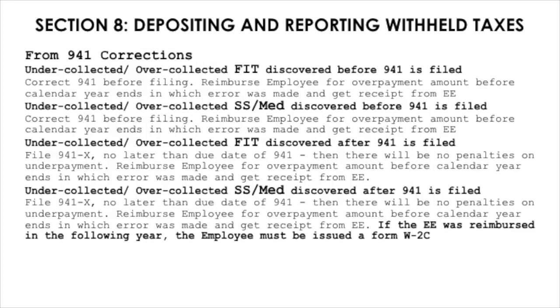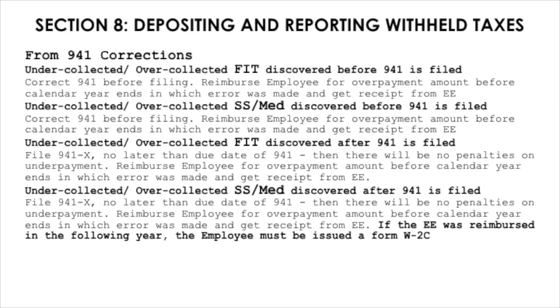Let's talk about some of the errors and the corrections on the Form 941. If the employer discovers that the FIT is under collected or over collected, and he discovered that before the 941 is filed, then the correct 941 should be filed. Reimburse the employee for the overpayment amount before the calendar year ends in which the error was made, and get the receipt from the employee.